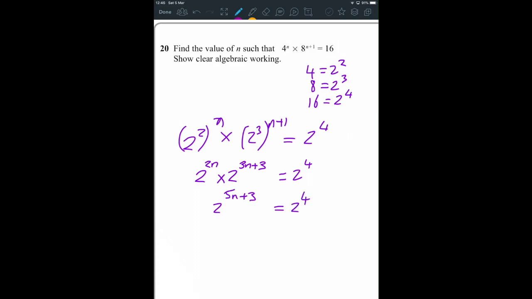Now we've got the same base number, so now we can just equate the powers. 5n plus 3 equals 4. 5n equals 1, so n is a fifth.